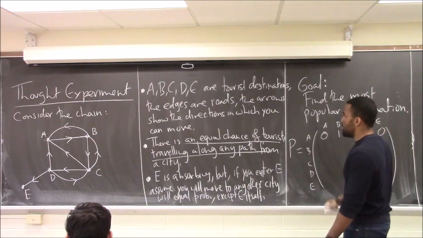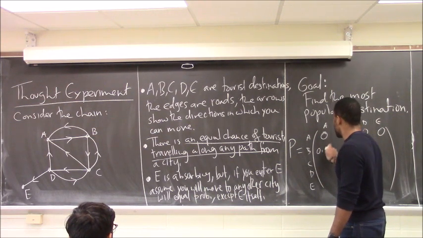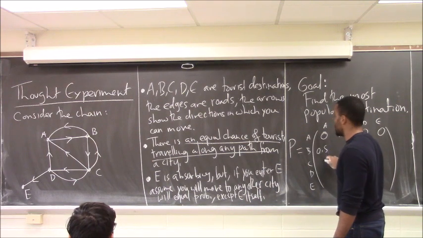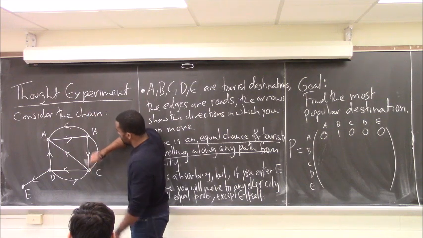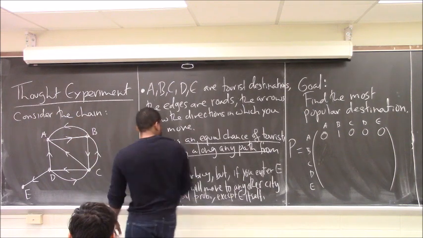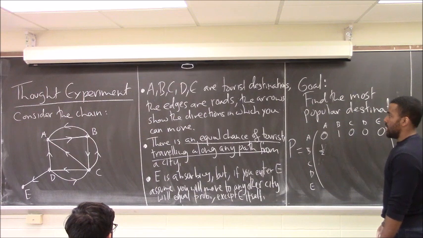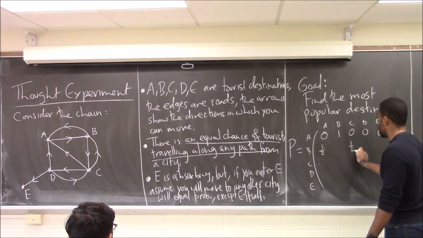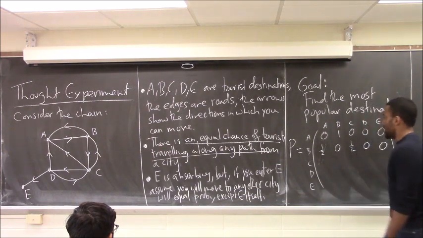Okay. B, probability of B getting to A. What do you say? 0.5? Why 0.5? There are 2 paths from B. I can either go back to A or I can go to C. I have an equal likelihood of choosing either path, so it's half this way, half that way. So that actually makes sense. 1/2 to go back to A, and there's a half probability that I will go to C, and I'm not going to stay in B. C.